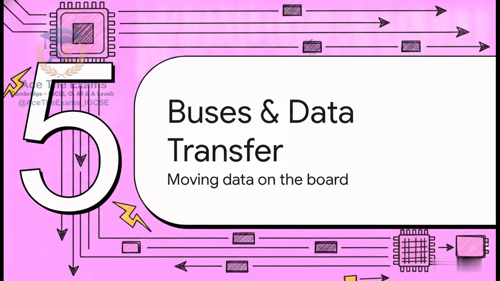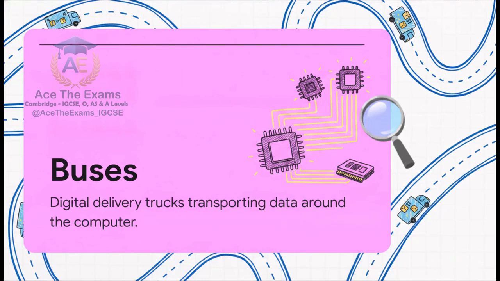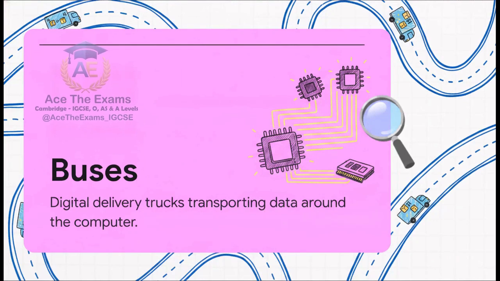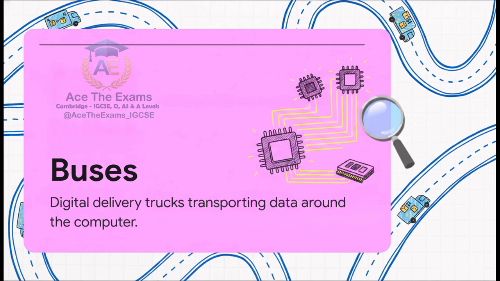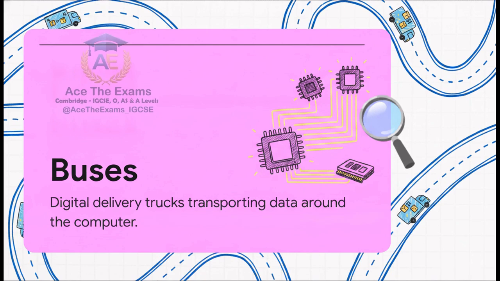And that brings us to our final core topic, Section 5, Buses and Data Transfer. Back to Layer 1. I want you to think of a computer's buses like physical highways, and the data they carry as digital delivery trucks, moving tangible results all across the motherboard between the different components.